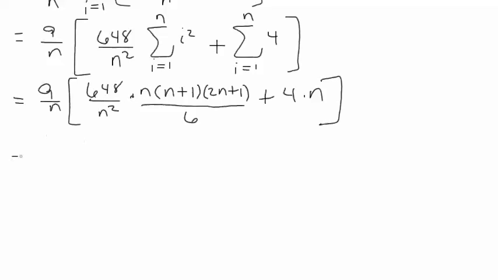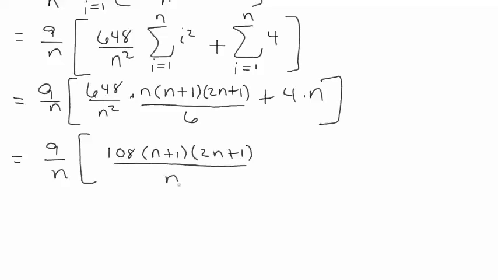Let's just go ahead and rewrite. So we have 9 over n. I think we're doing pretty good time on this video. We got 6 into 648, so that's going to be 108, as long as I haven't made any mistakes. n plus 1, rewriting that, 2n plus 1, and this is all going to be over n, plus 4n. I feel like I made a mistake, but probably not.